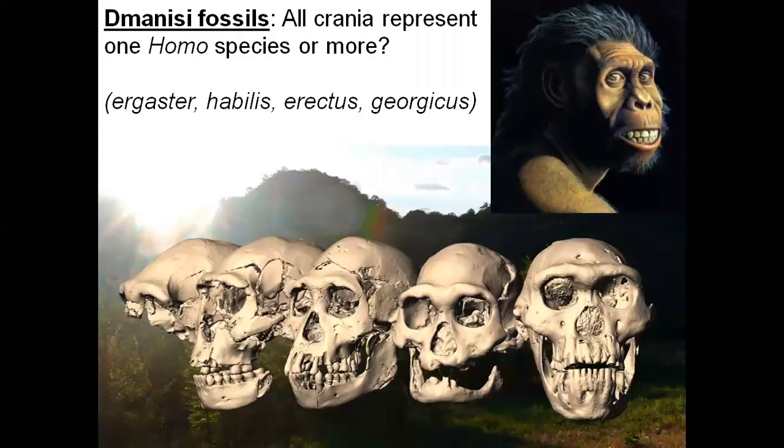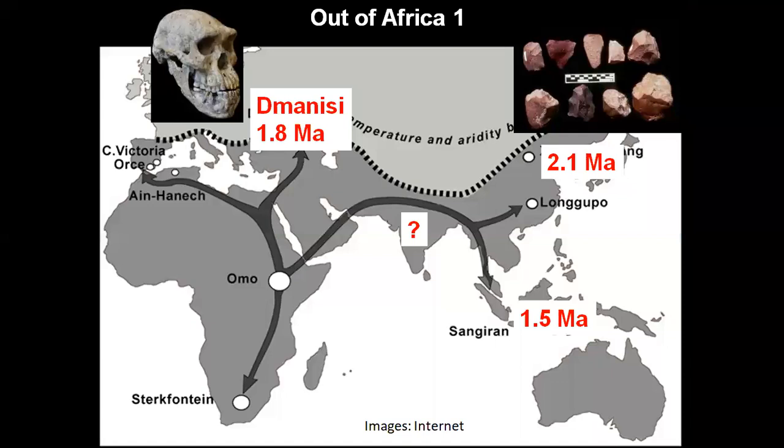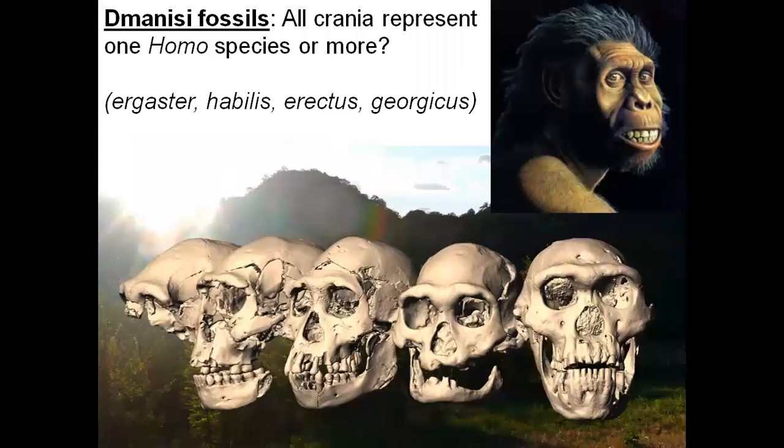And this site, Dmanisi, in Europe is interesting because it is one site. For all the fossil sites that you know from Africa and China and Europe, usually you find one specimen or one fossil from the one site. But in Dmanisi, they found five fossils in one site. And what is interesting is this site is just a little bit larger than this room. And all these fossils, five fossils from one site, are all different from each other.